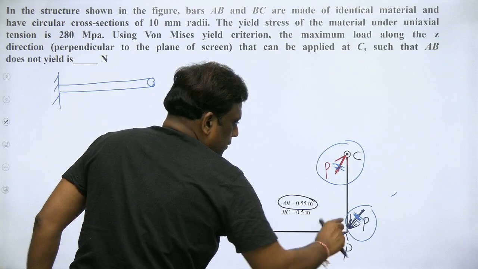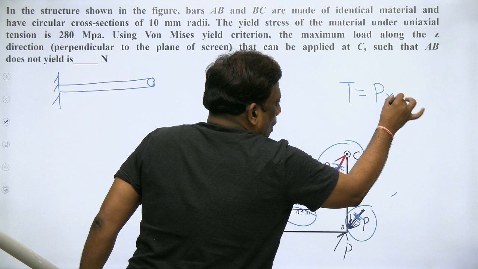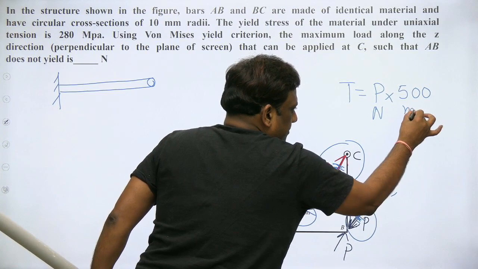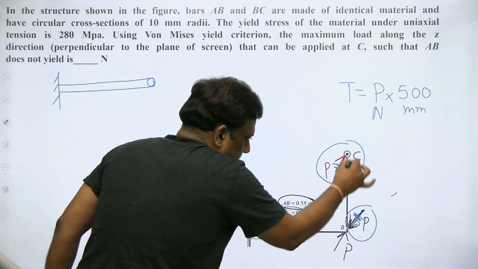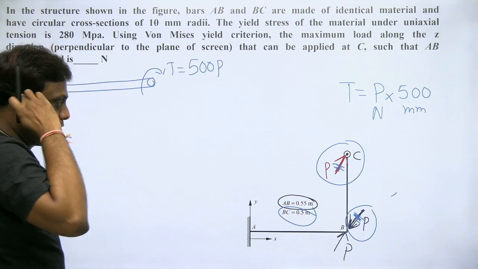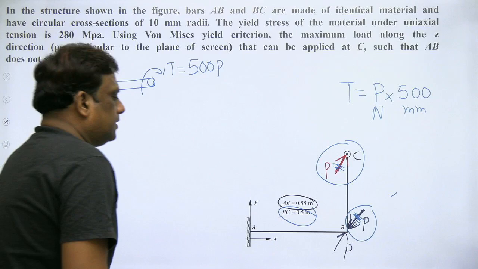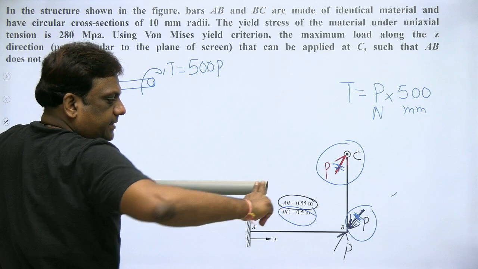So what is that? The torque is given by the applied load P into BC. What is BC? 0.5 meter, which I take as 500 mm, with load in Newton and length in mm. So P into 500 mm is the torque. Because of this torque, there will be torsional shear stresses. Please note, these two got replaced by a couple torque, but there is still a load like this. Because of this, it will bend.